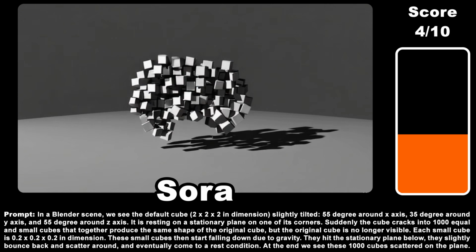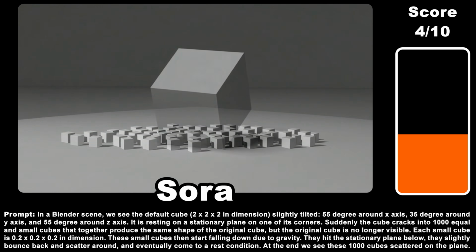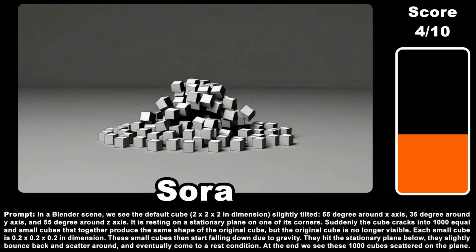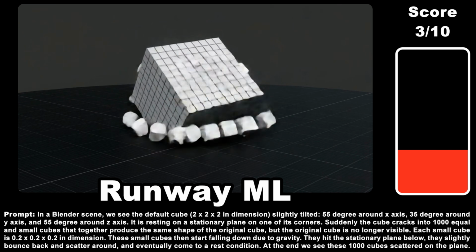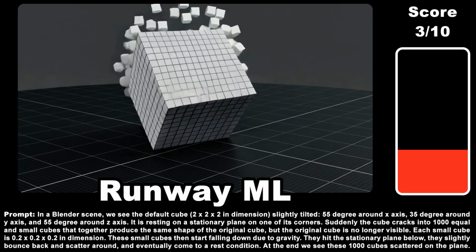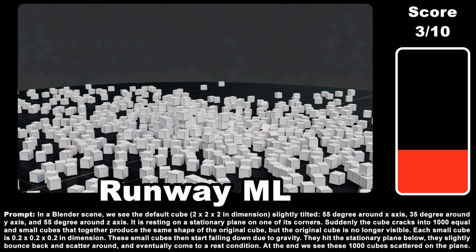We first tried this in Sora, and the output was not really good. The physics is anyway not perfect, and it looks like an explosion despite a very clear prompt. So we cannot give it anything more than 4 out of 10. Now in Runway ML, the output is even worse. We supplied a reference image for the first frame and the last frame, taken from Blender, but still it can hardly get a score of 3 in our opinion.